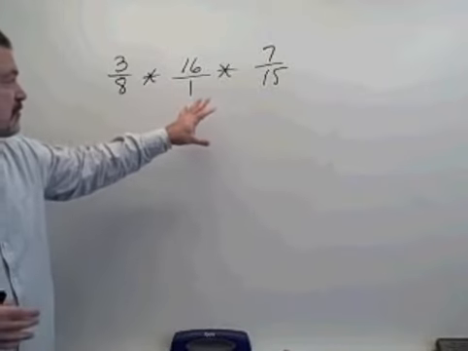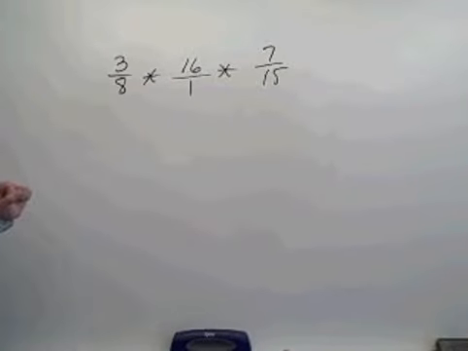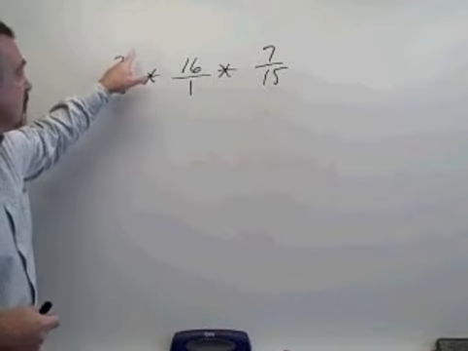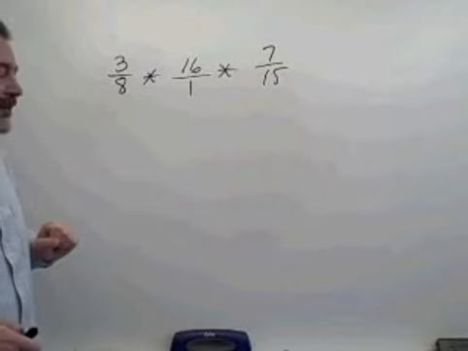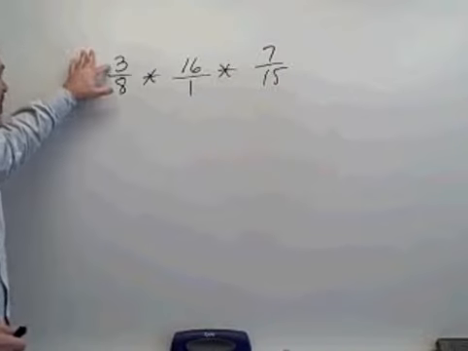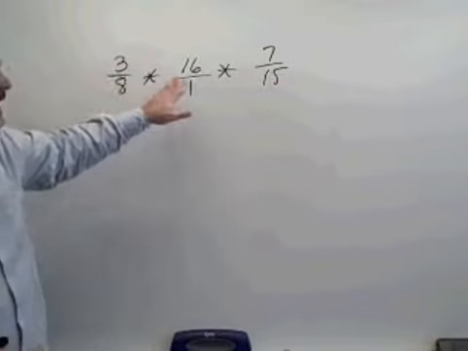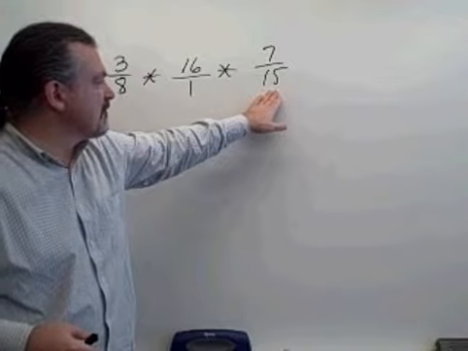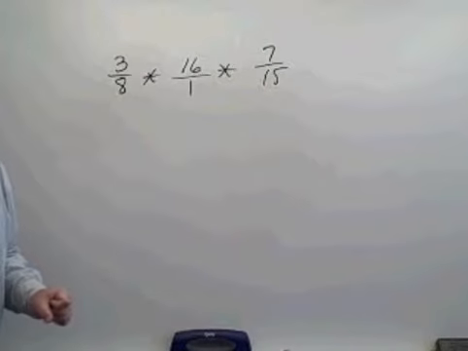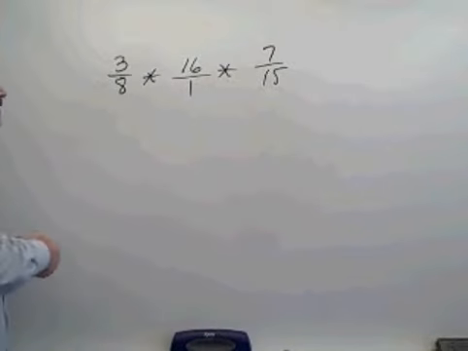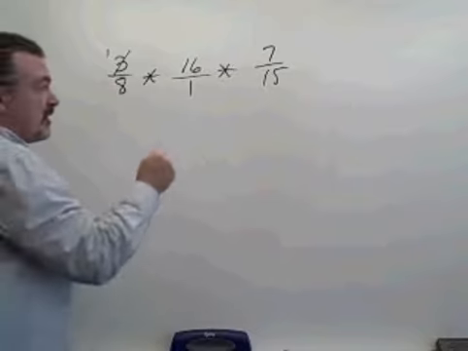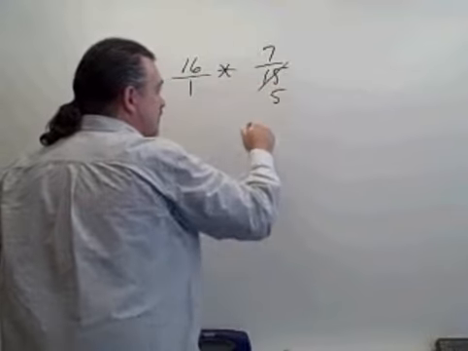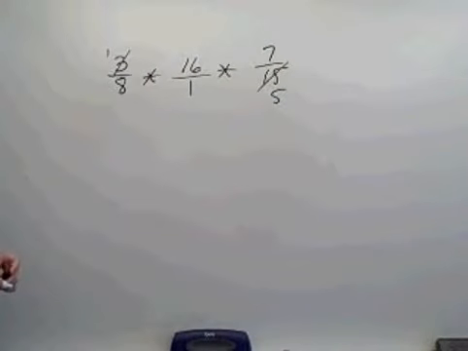Well, now what we want to do is look at what reducing is possible. And we can reduce from any of the numerators to any of the denominators. So I see this 3 in the numerator here and 15 in the denominator of this fraction. And I recognize that they both share 3 as a factor. They're both divisible by 3. 3 divides into 3 one time. 3 divides into 15 5 times.